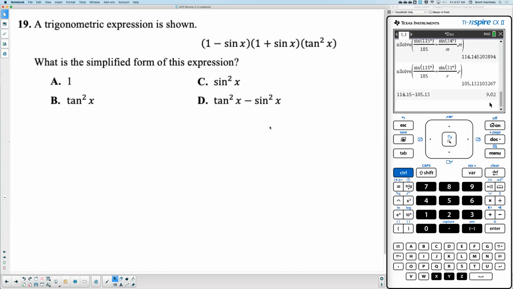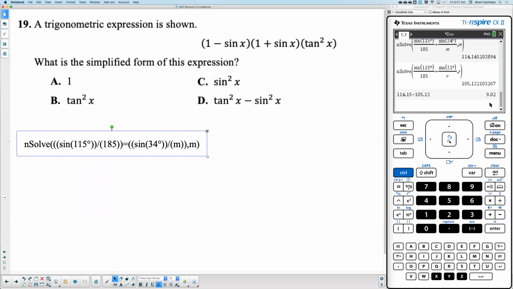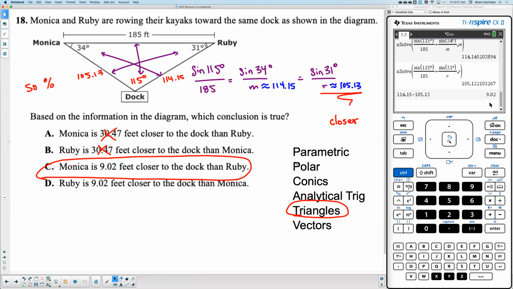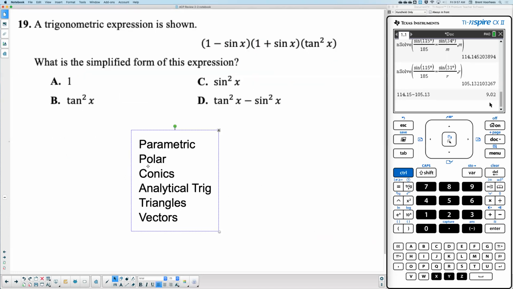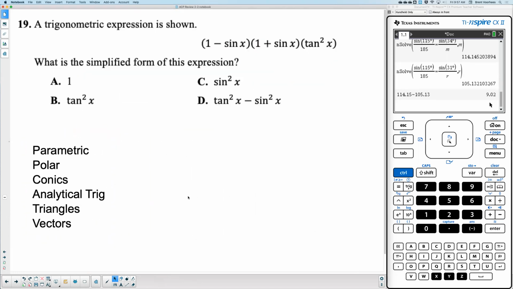Number 19, a trig expression is shown. Which is the simplified form of this expression? What type of problem is this one now? Analytical trig. That's right. Now on analytical trig, I say you a lot of times need to know some information. This is one that you don't actually need to know information. How could we get this correct? Just graph it. Which way do y'all want to graph?